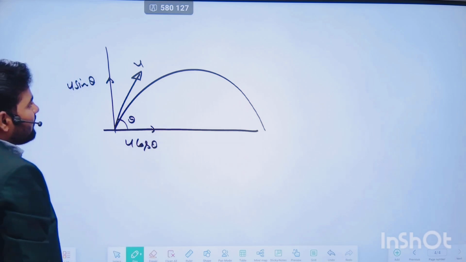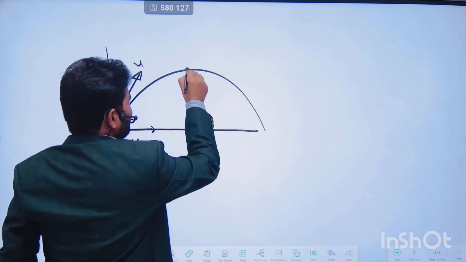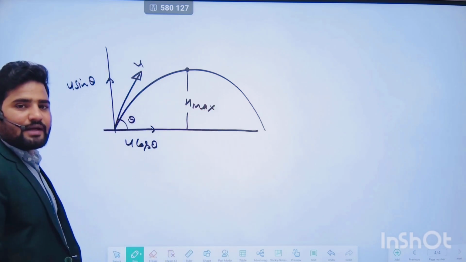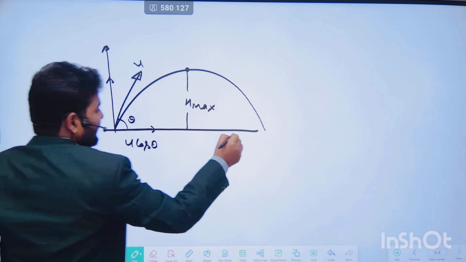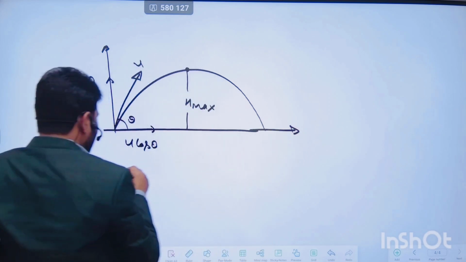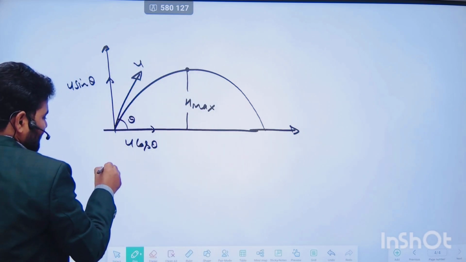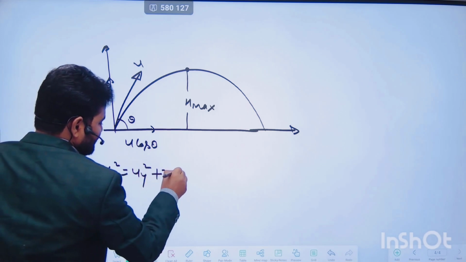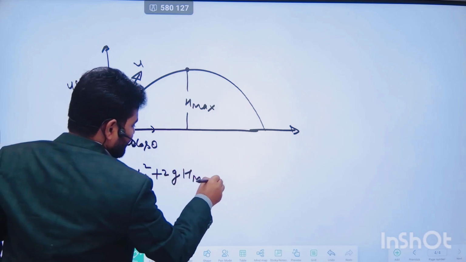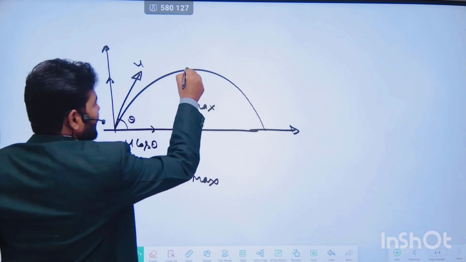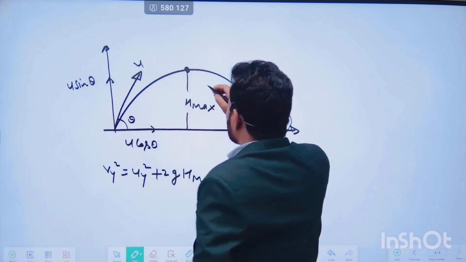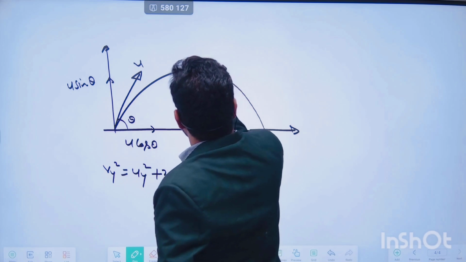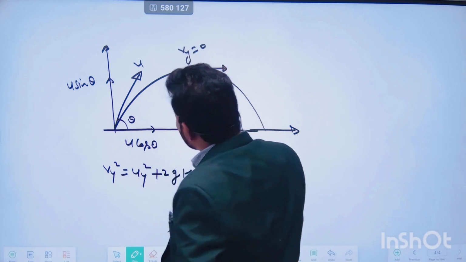Okay. If we talk about the maximum height, this is our h max. So how do we calculate the maximum height? For this, we are going to consider the vertical motion. So Vy square is equal to Uy square plus 2gh max. From here, Vy at the topmost point: we all know that at the topmost point, the velocity becomes horizontal. So here the y component of velocity at the topmost point is 0.